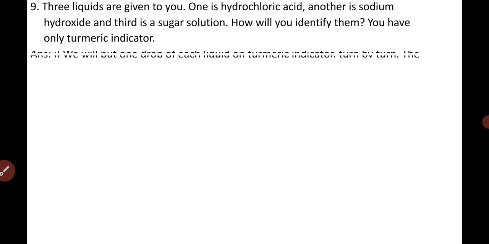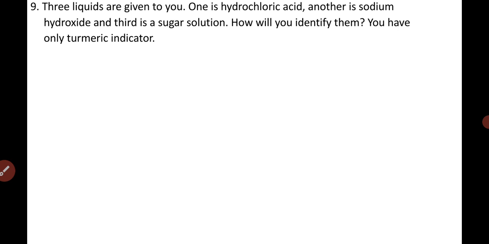Okay, question number 9. Three liquids are given to you. One is hydrochloric acid, another is sodium hydroxide, and the third one is sugar solution. How will you identify them? You will have only turmeric indicator, which is given in the question. Understood the question? Three liquids are given to you. One of the liquids is what? Hydrochloric acid, another is sodium hydroxide, and the third one is sugar solution.